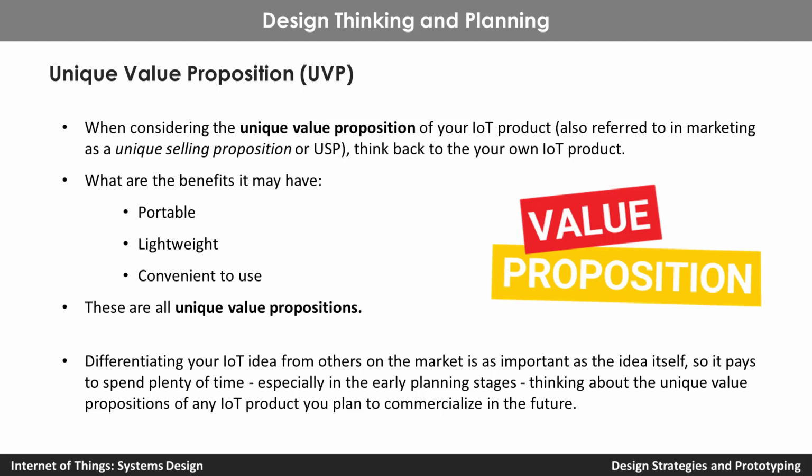So for example, there could be many IoT security products like smart home security, cameras, motion sensors, and things like that. When there are a lot of different alternatives in the marketplace, you need to make a case for why your solution is better. So it could be portable, lightweight, convenient to use. These are the generic ones. There could be many different benefits.